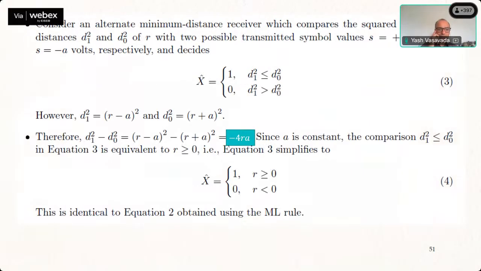Okay, so what I'm trying to say is that the minimum distance detection rule is a very powerful technique. It is applied in a lot of different settings. It is very simple to understand. We are all very familiar with calculating distances. In this case, we are calculating just the squared Euclidean distance.